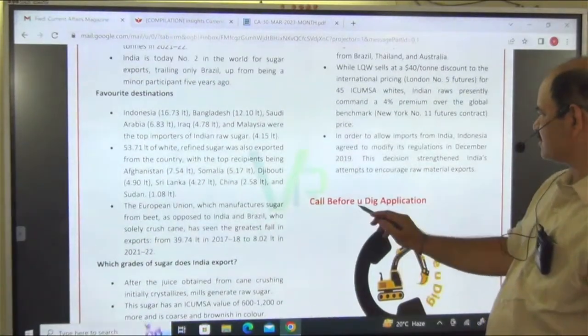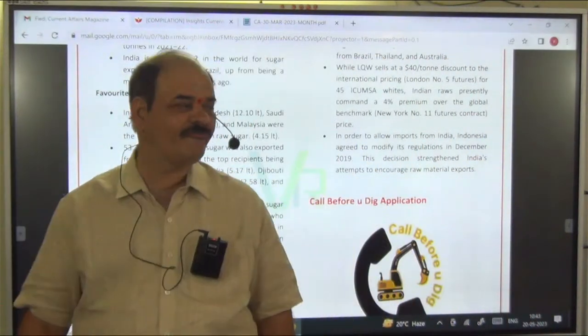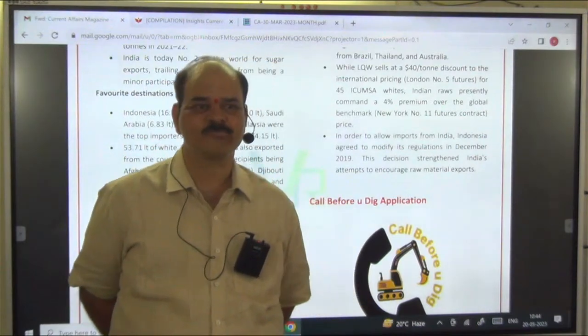Now, what is this Call Before You Dig application? What is the aim of this application? Call Before You Dig application.